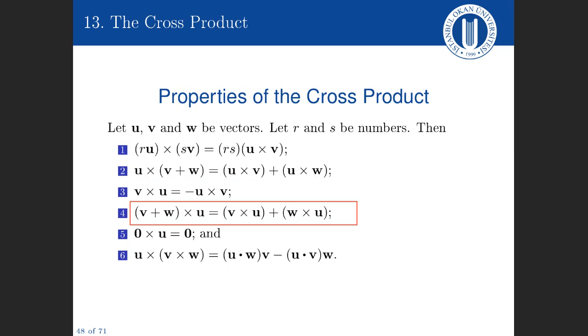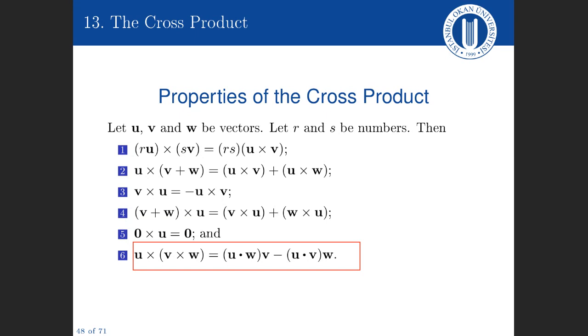v plus w cross u is v cross u plus, sorry, v cross u plus w cross u, as we would expect. That one makes sense. 0 cross u is 0. Again, this makes sense to us because multiplied by a number should, multiplied by 0 should be 0. We're happy with this.